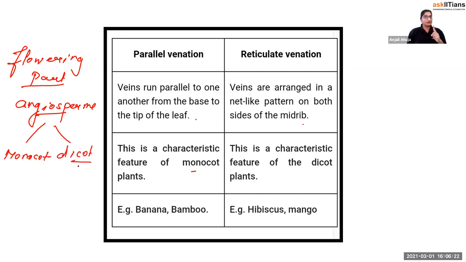Monocot consists of just one cotyledon, like maize. Cotyledon is something which is full of nutrients. Like when you see sprouts, when you open it up there are two little things. These are the cotyledons, so they are dicots. This is a characteristic feature of the dicot plant. Examples are hibiscus, mango, and legumes. And for monocots, you can write banana, bamboo, and maize as well.